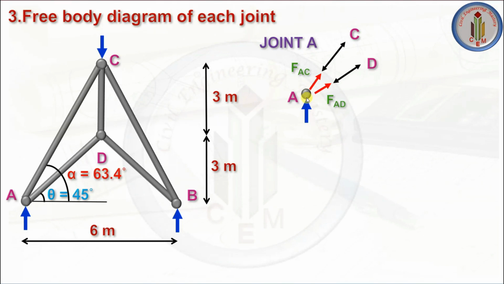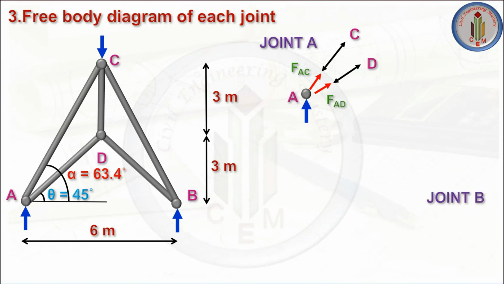Now the confusion arises: how do we assign whether the member is a compression member or a tension member? Choose initially whether it is a compression member or a tension member, and once calculations are done, we can come to know. If we get a positive value, then it is a tension member. If we get a negative value, then it is a compression member.